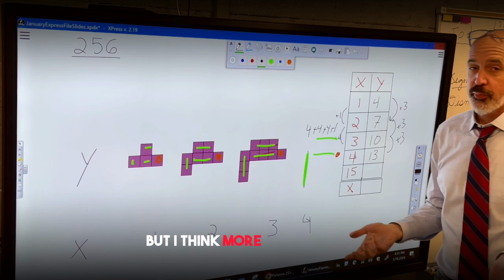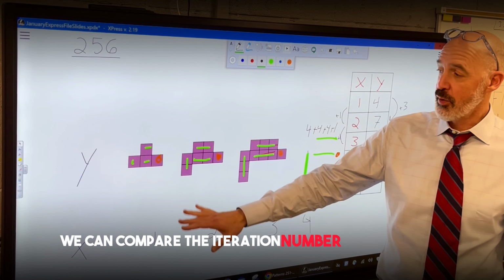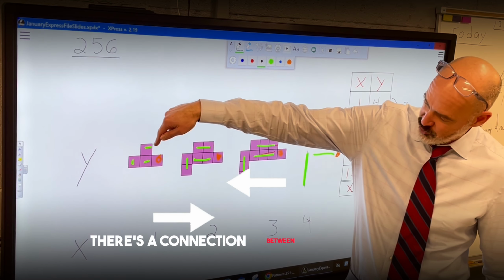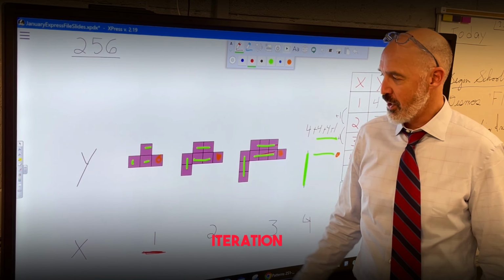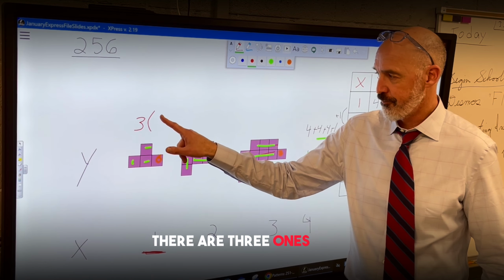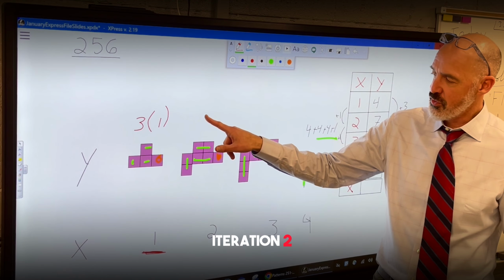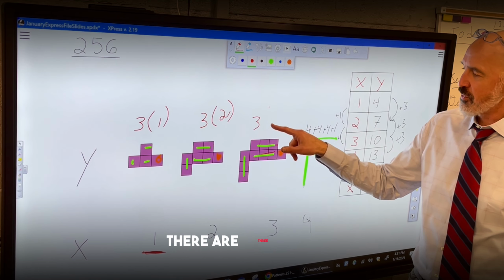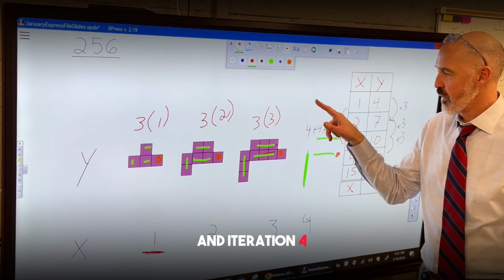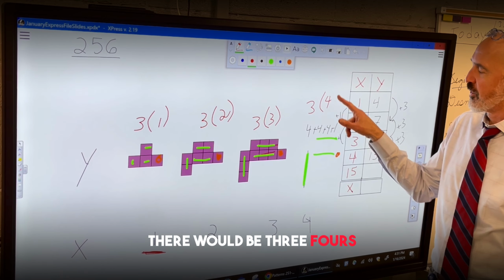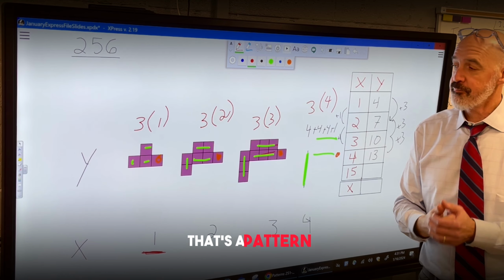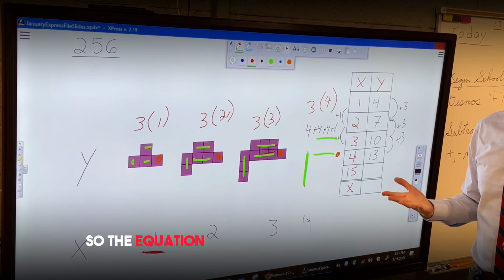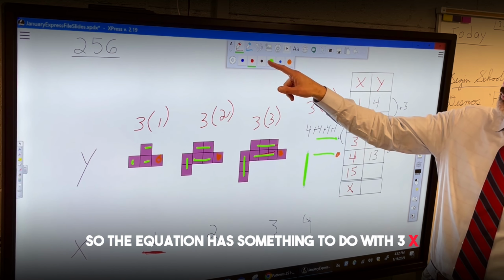But I think more importantly, we can compare the iteration number to the output by way of the fact there's a connection between them. In iteration 1, there are 3 1s. Iteration 2, there are 3 2s. Iteration 3, there are 3 3s. And iteration 4, there would be 3 4s. That's repeating, that's a pattern. 1, 2, 3, and 4 represent the x value. So the equation has something to do with 3x.